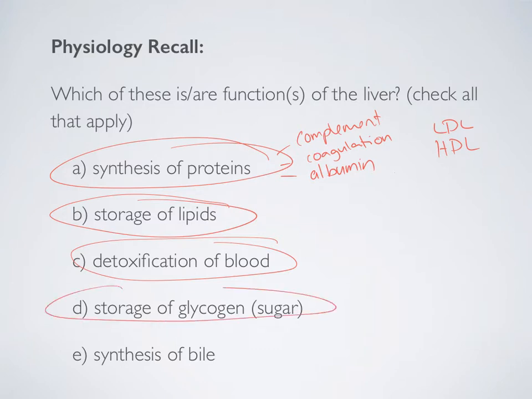I already mentioned storage of glycogen. Those kind of are interrelated. What about synthesis of bile? Yes, right? So the gallbladder stores bile, but the synthesis of bile happens by hepatocytes in the liver. So the liver has a big job.